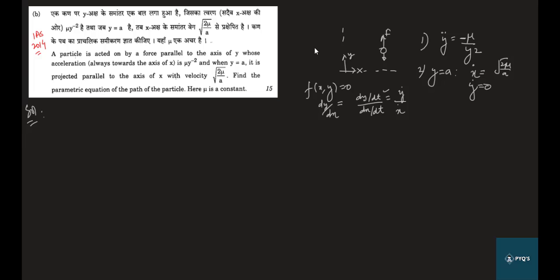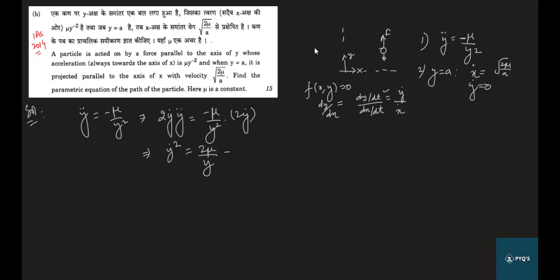So here I'll try to solve it. You know y double dot, that is acceleration, is given by minus mu upon y square. So if we integrate, first of all multiply with 2y dot on both sides, so that is equals to this, and then minus mu upon y square into 2y dot. Now if you integrate both sides, what will I get? Here I'll get y dot square, and here I'll get 2 mu upon y plus c1. Okay, so y dot square, this is what we'll get.